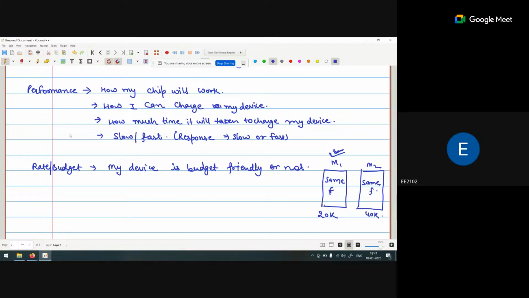In a simple example, if you are aware, initially the company was MI, a Chinese company. Now it is Redmi. The company changed the name, or basically there is a difference between MI and Redmi.